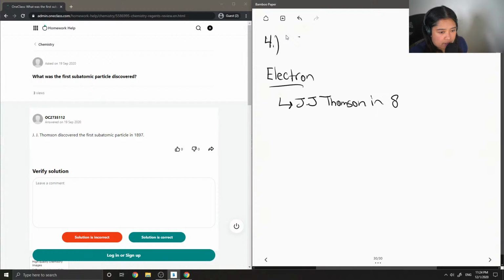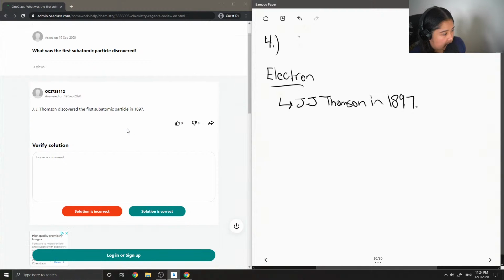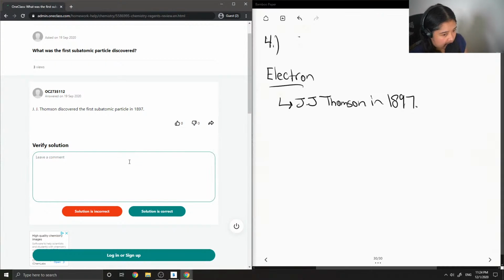in 1897. So the junior tutor said J.J. Thomson discovered the first subatomic particle in 1897. Yep, so the solution is correct. The particle, we just add that the subatomic particle was the electron.